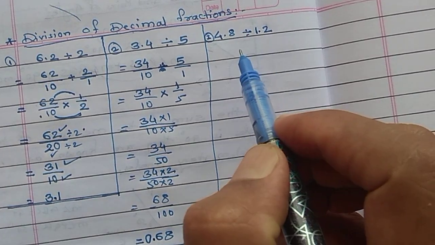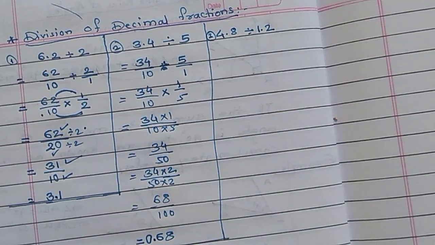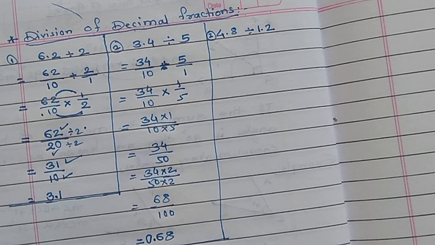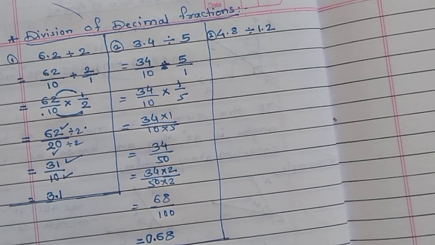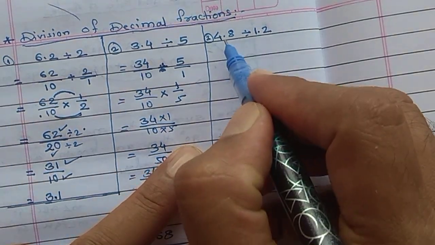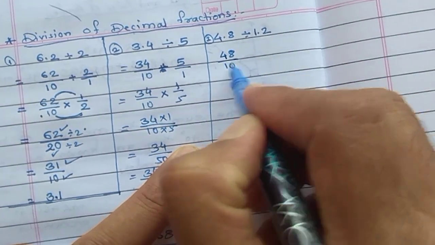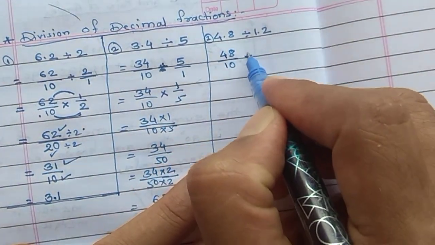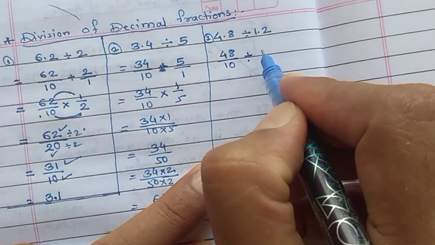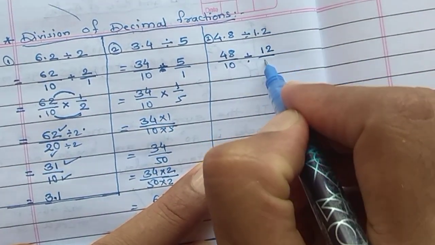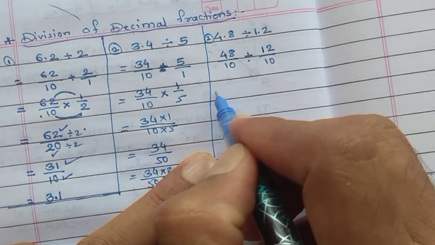The third example is 4.8 divided by 1.2. Now at both the places, the divisor and the dividend, both are decimal fractions. But no need of worrying. Whatever our rules are there, as per those rules, solve it. Convert 4.8 into numerator denominator form, it becomes 48 upon 10 divided by. Convert 1.2 into numerator denominator form, it becomes 12 upon 10 is equal to.